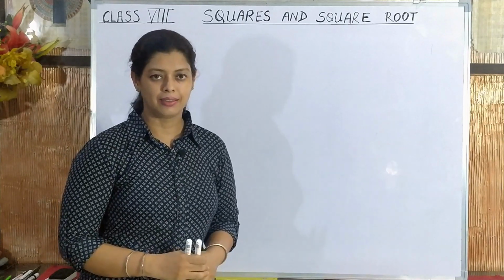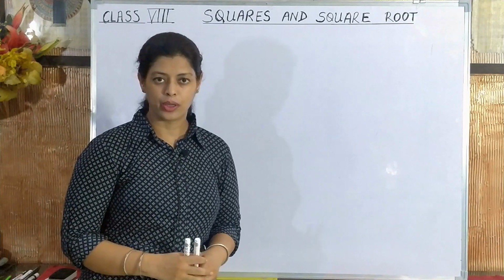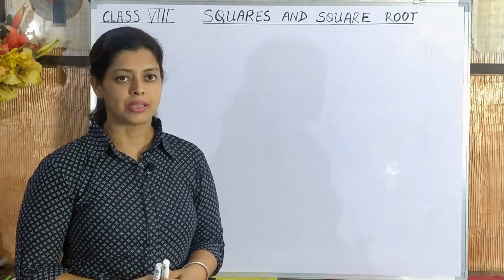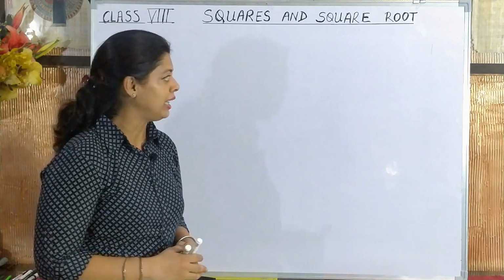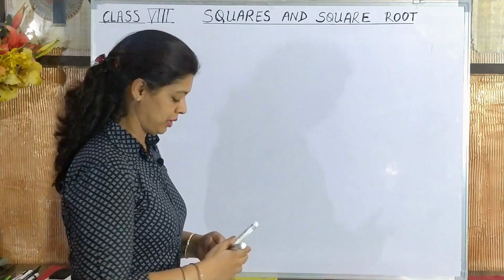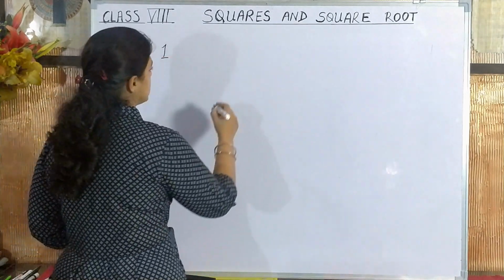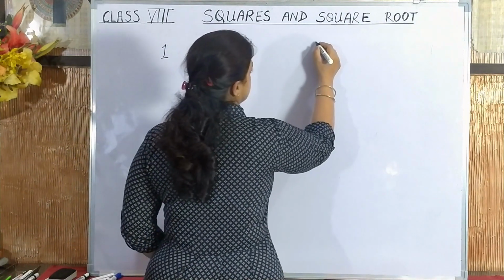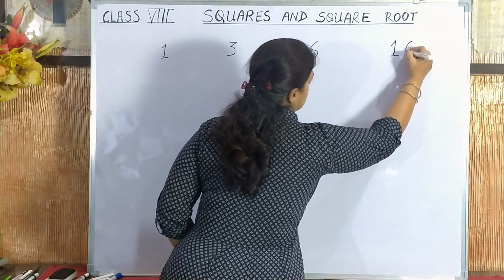We have just learned that on adding 2 consecutive natural numbers, we get triangular numbers. Similarly, on adding 2 consecutive triangular numbers, we get square numbers. To explain this, I'll take the first 4 triangular numbers. The first one is 1, the second triangular number is 3, the third one is 6, and the fourth is 10.